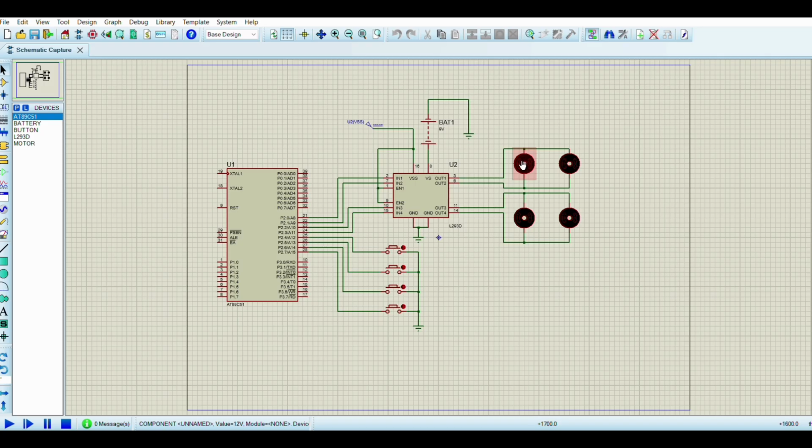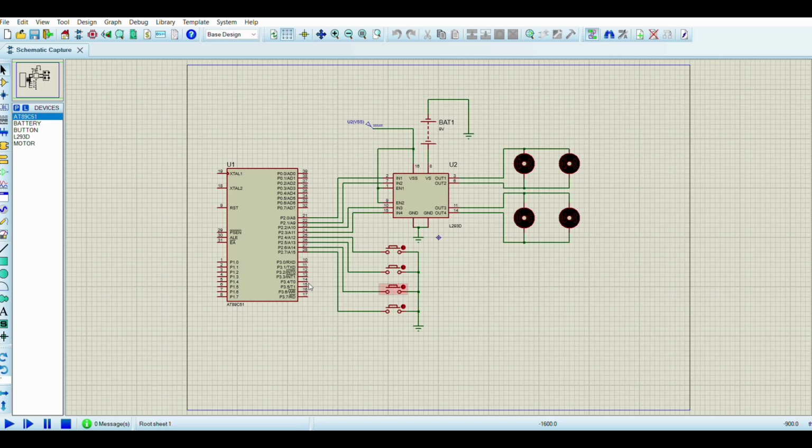And thus we have used a DC motor. It is an electrical motor that operates using direct current electricity. It converts electrical energy into mechanical energy.